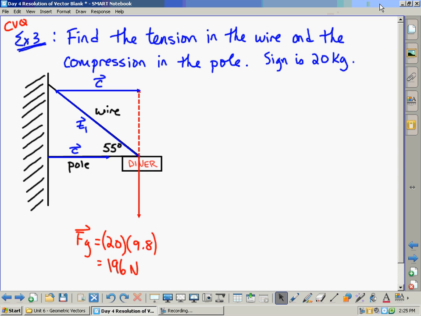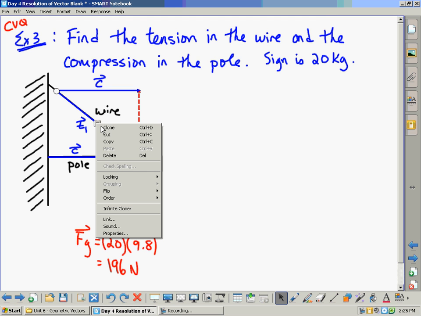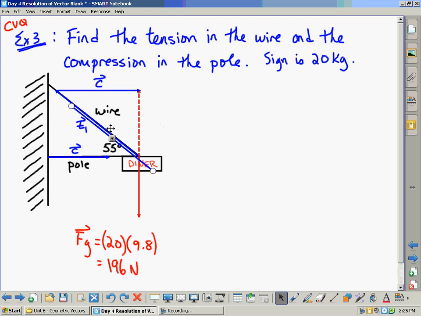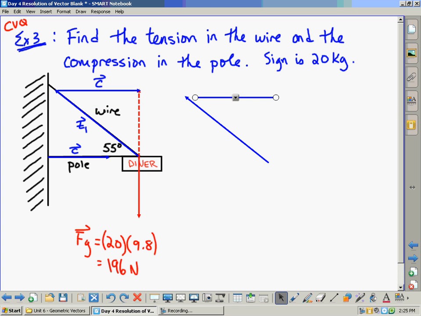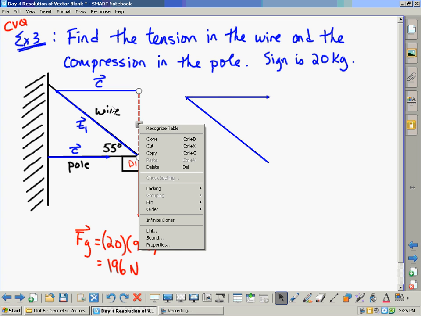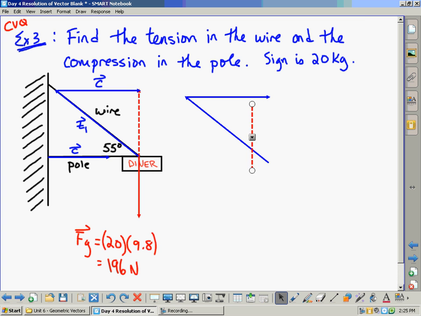So again, just like the other question, we could do the math right here, but I think I'm going to take these and actually draw a vector diagram so that it's nice and clean off to the side here. So there's my T wire, my compression, and my result, or my equilibrium, excuse me. It's going straight up.